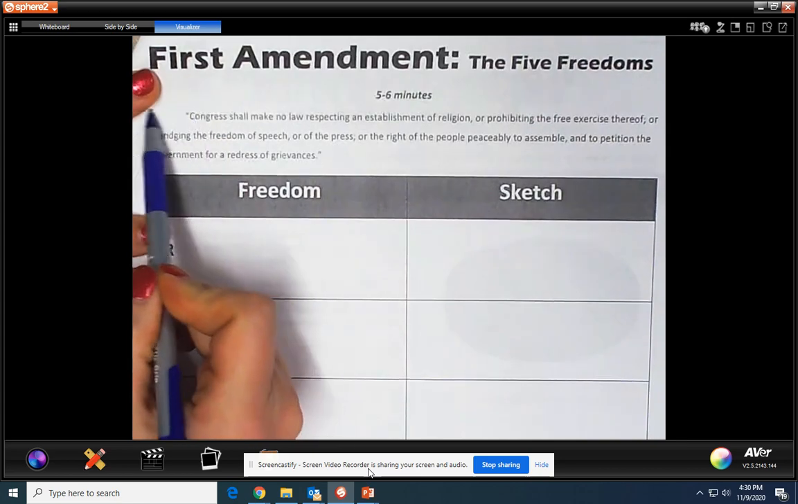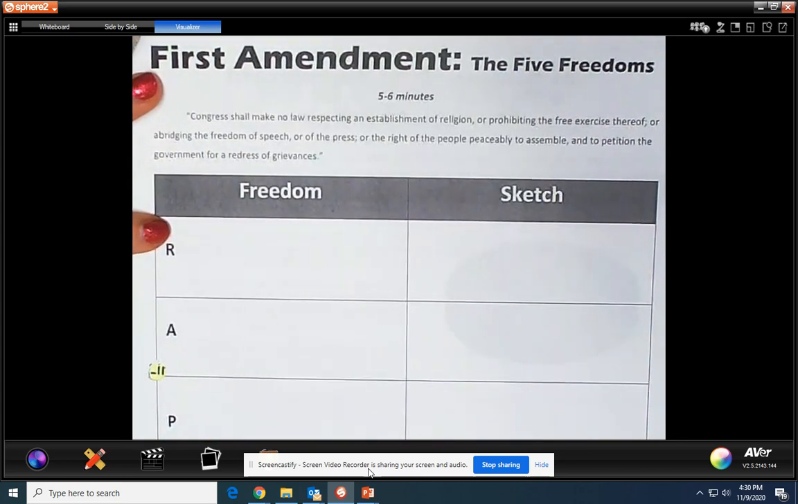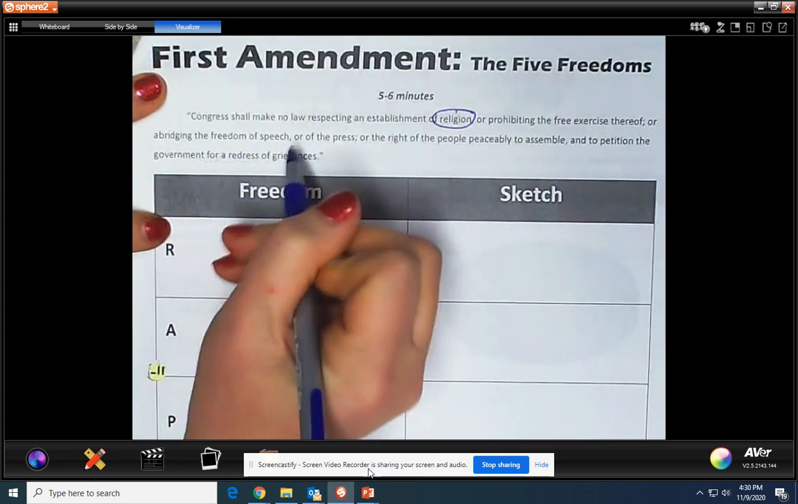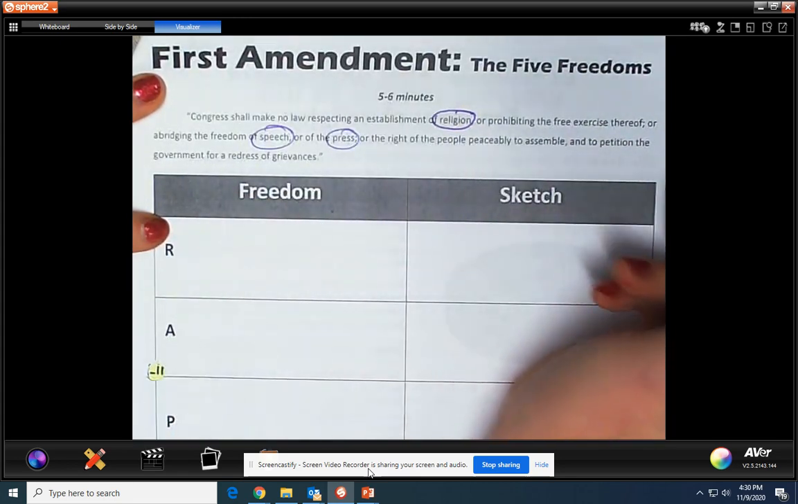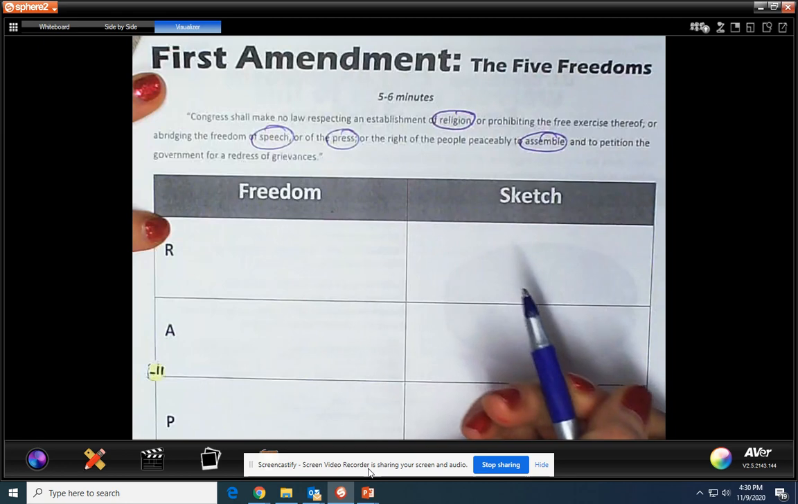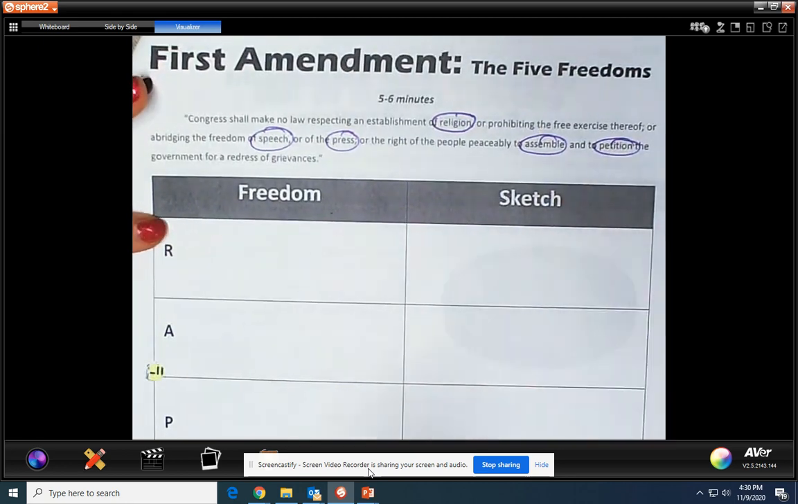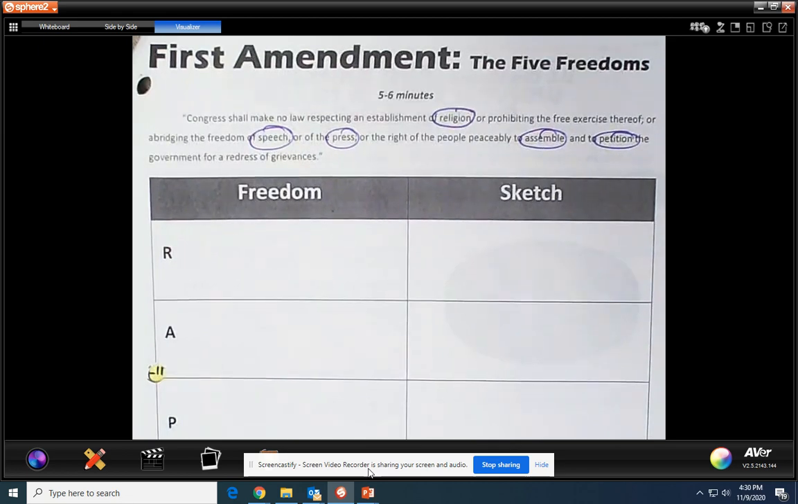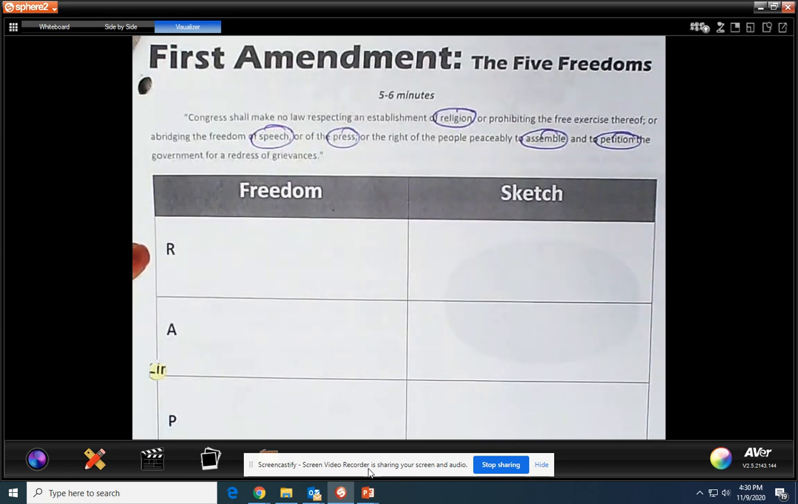But I'd like you to read this part on your own. But we know in here we have the freedom of religion, freedom of speech, press, assembly, and petition. And so that's what we focus on. We went over this slightly yesterday when you went through the slides and saw what the First Amendment was about. So the first one is freedom of what?